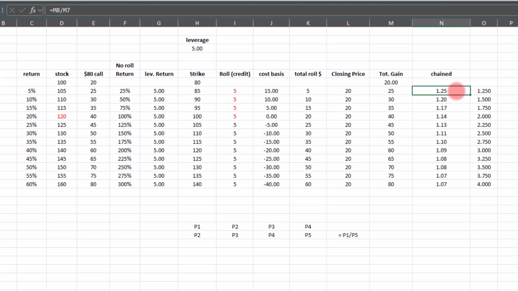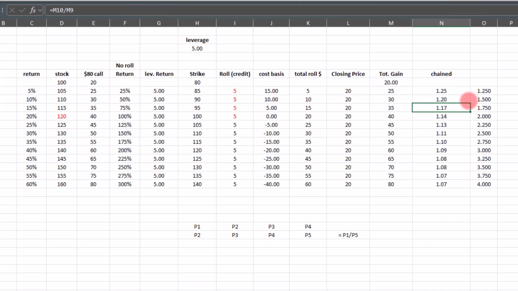That's a 25% return, or a multiple of 1.25. I've made 1.25 times my money. If I then reinitiated a position at 25 and sold it at 30, that's a 20% gain. That's a $5 gain on a $25 base. So I've made 1.2 times my money. If I reestablished over here at 30 and sold at 35, that is a 17% gain.